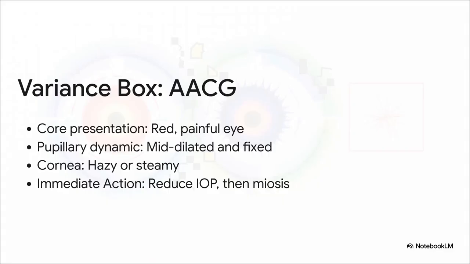Okay, let's lock this in with our first clinical variance box. This isolates the red, painful eye based purely on these strictly defined pupillary dynamics. If you see a mid-dilated, fixed pupil with a hazy cornea, you are dealing with an immediate mechanical pressure crisis. Pressure reduction, followed by meiosis. Memorize this profile because we're about to look at its exact opposite.